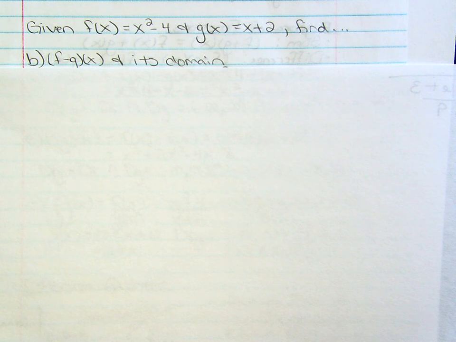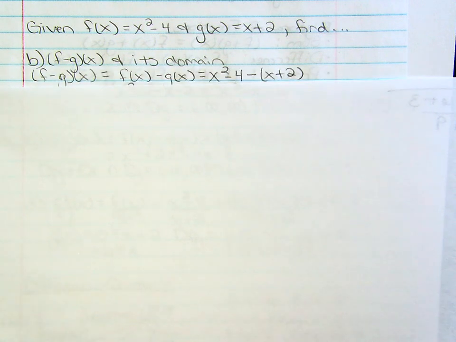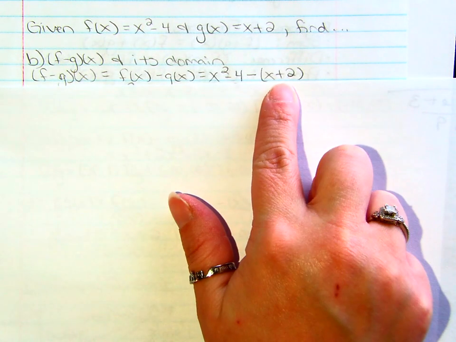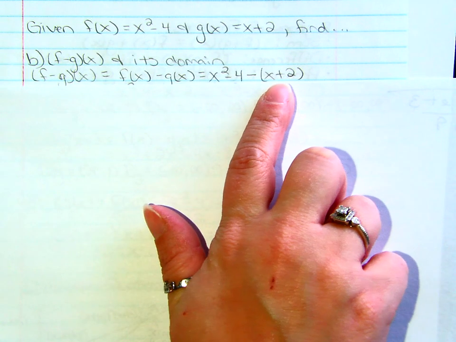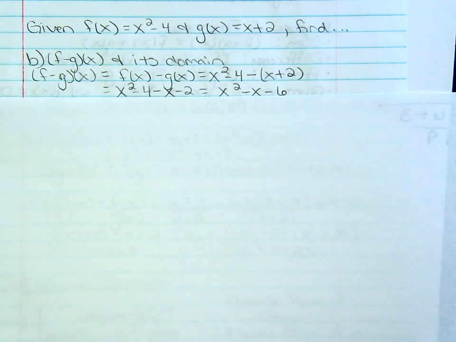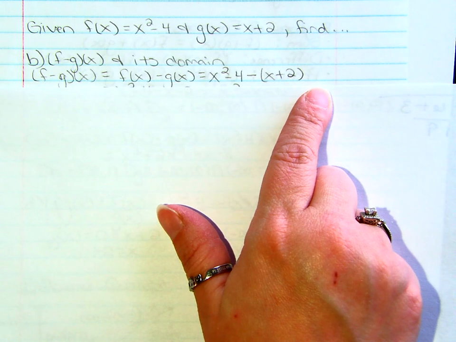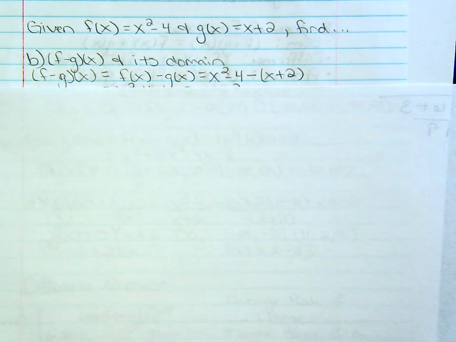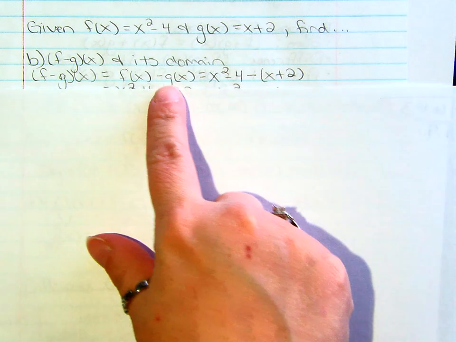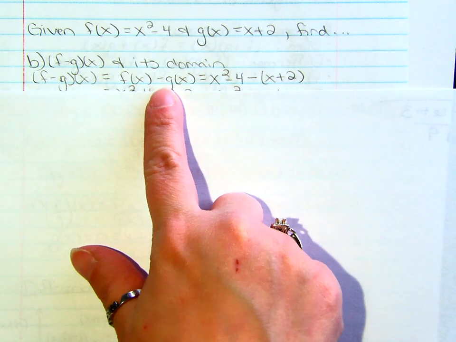The one thing you do want to be careful about is when you take the subtraction of the functions, notice that I put g of x inside of parentheses because I am subtracting all of g of x. So I have to distribute that negative inside the set of parentheses. I can't just put minus x plus 2 because then I will get the wrong answer. The minus that goes in between your two functions applies to everything in g of x.